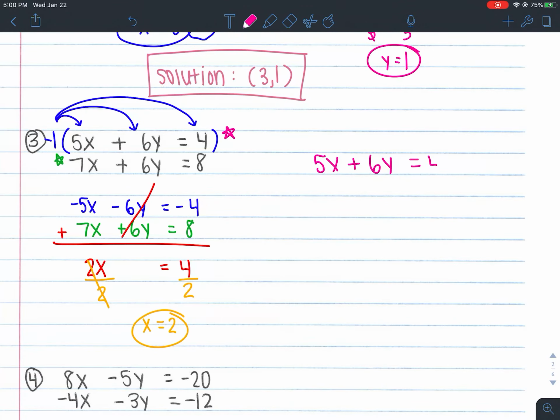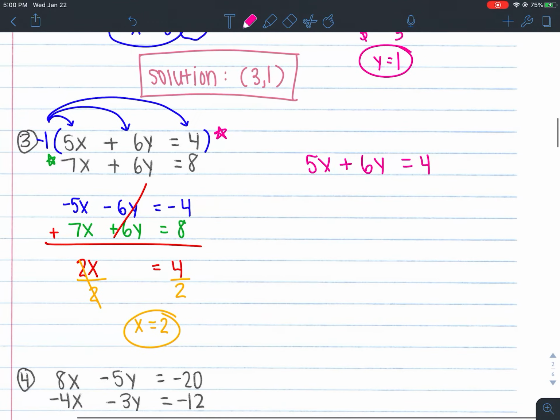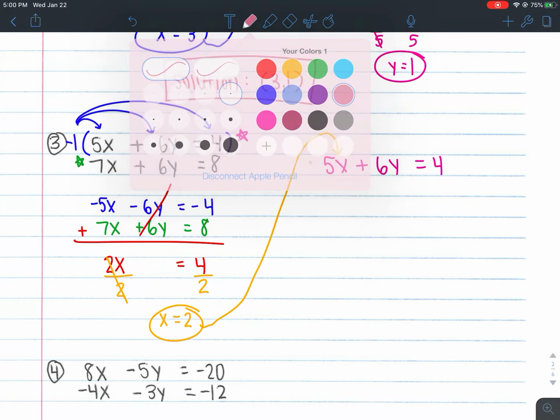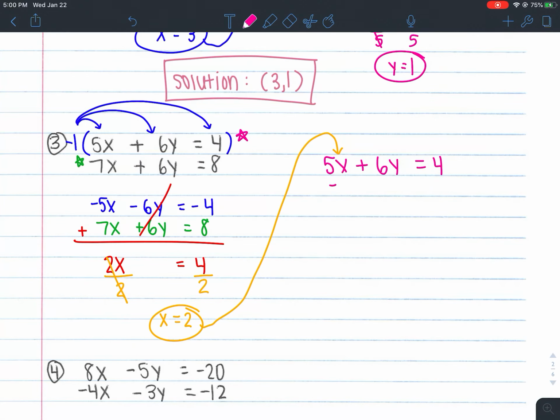5x plus 6y equals 4. All right? And now we're going to plug in our 2 for the x. So we have 5 times 2 plus 6y equals 4. Well, 5 times 2 is 10.